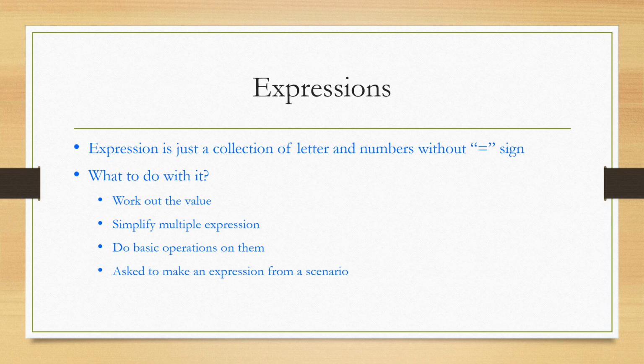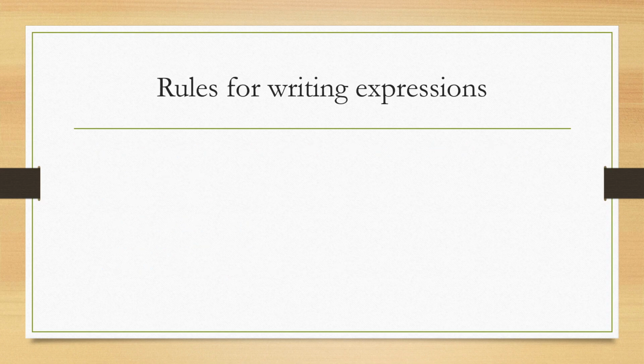So when dealing with these expressions, we need to know a few rules. Let's look at those rules, the rules for writing expressions. First off, do not include the multiplication sign. What I mean by this is that writing 3 multiplied by a is wrong. You just write 3a. Writing 3a is the correct way to do it.